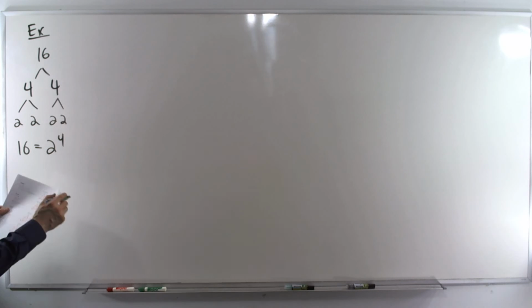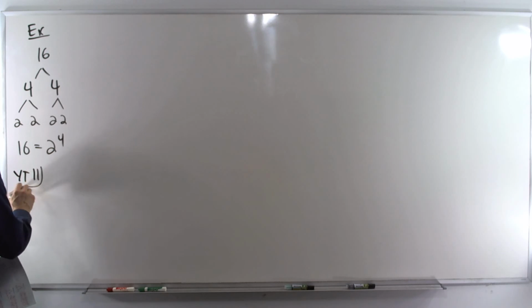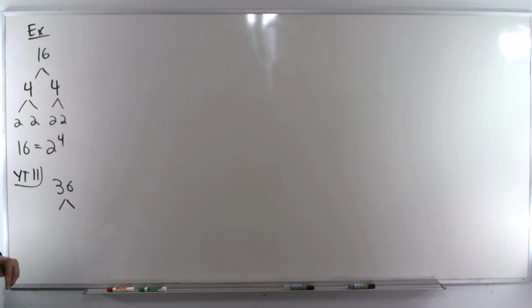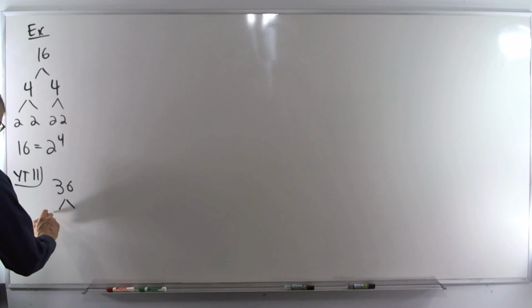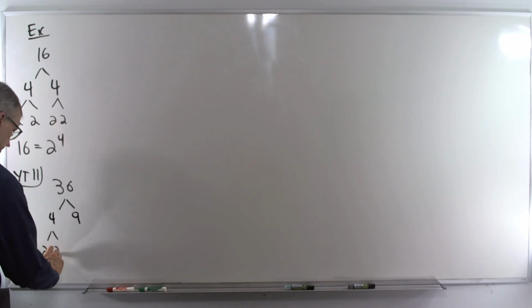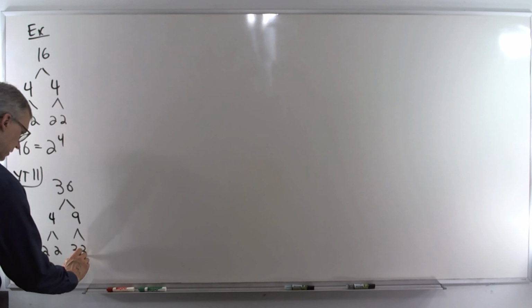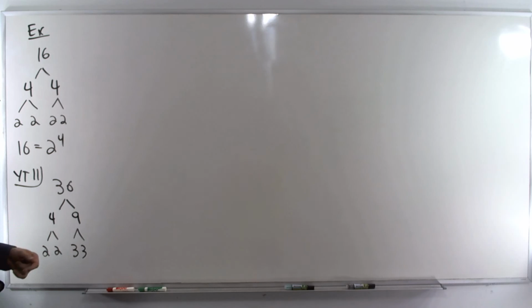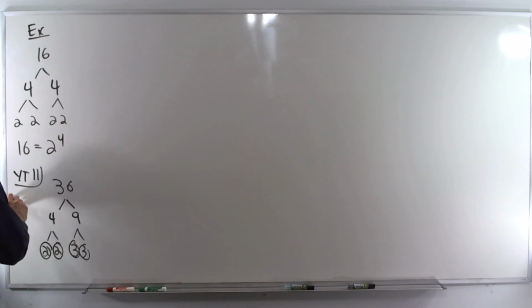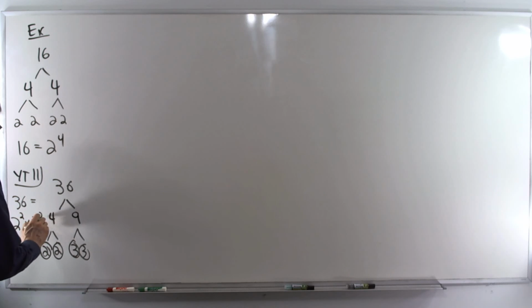Your turn, number 11, 36. All right, so 36 is 4 times 9. It can also be 2 times 18. And then 4 is 2 times 2, and 9 is 3 times 3. So this is just another example of knowing your times tables makes things so much easier in this course. So make sure you're working on those. All right, so our primes then are a couple of 2's and a couple of 3's. So 36 equals 2 squared times 3 squared.